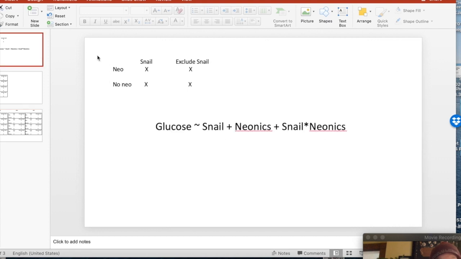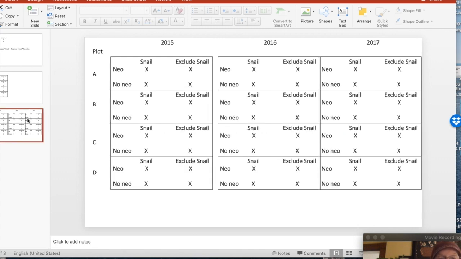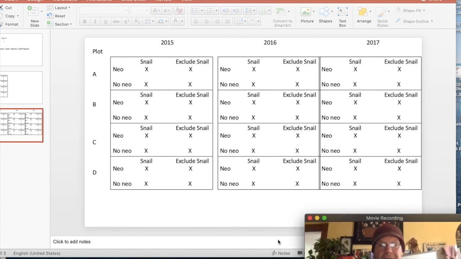And so again, if we go back here, this is the model that we would imagine setting up, where glucose is some function of snails, some function of neonics, and then some function of snails by neonics. We would want to include that interaction term to make sure that we can trust the hypothesis testing, and also, if necessary, estimate a parameter that talks about non-additive components of the model. So essentially we've replicated this experiment 12 times, 4 times each year, and each year we did it across these same four plots.